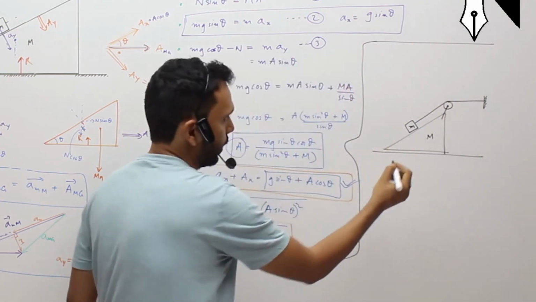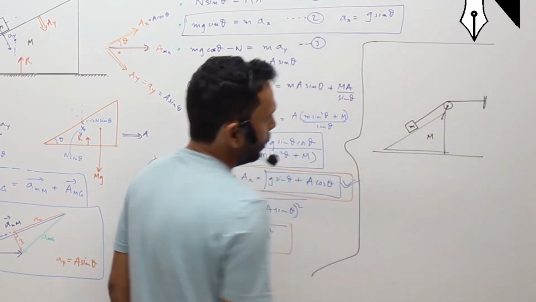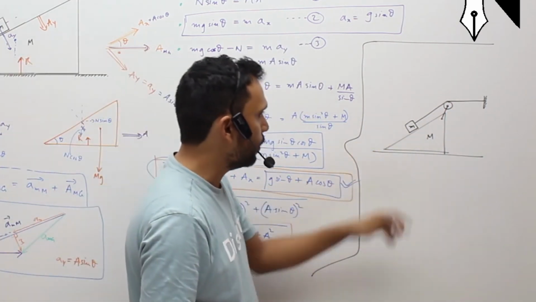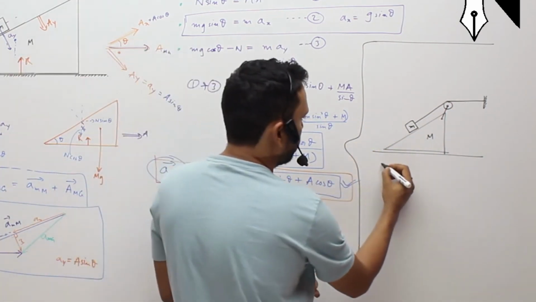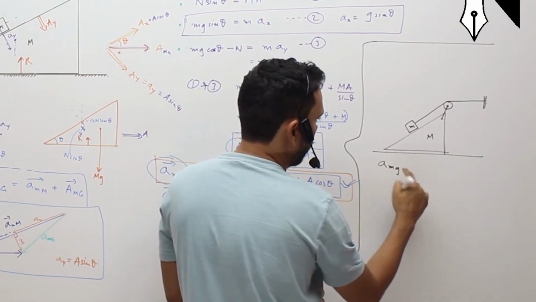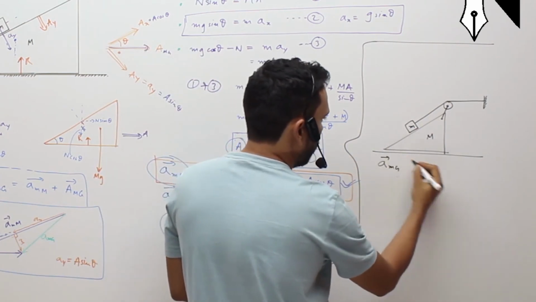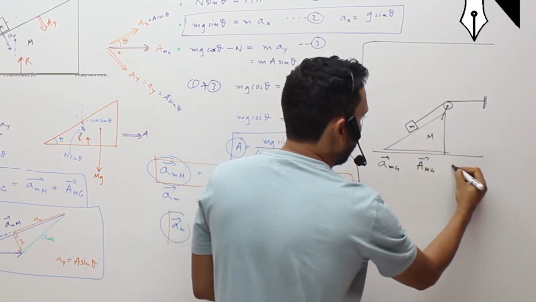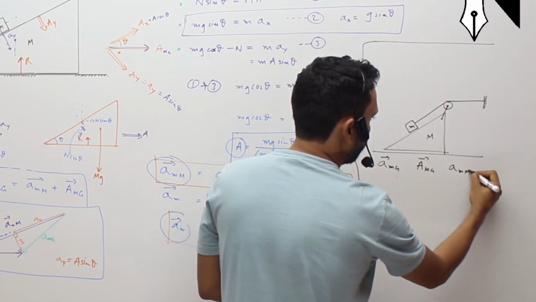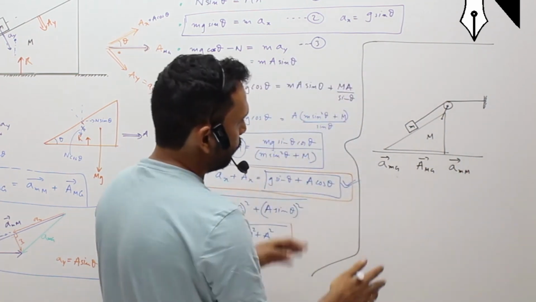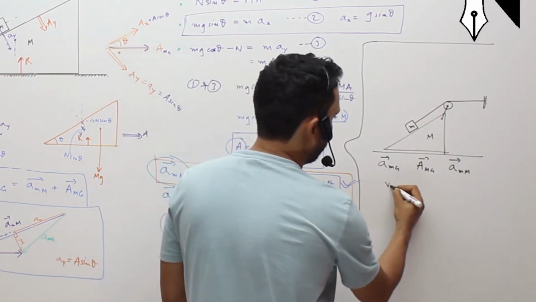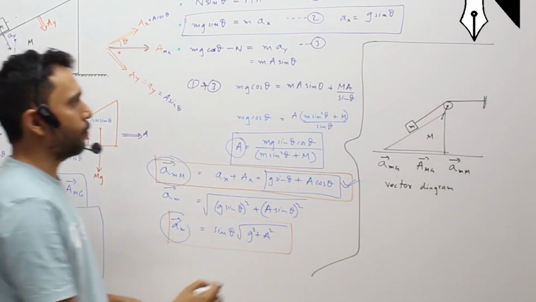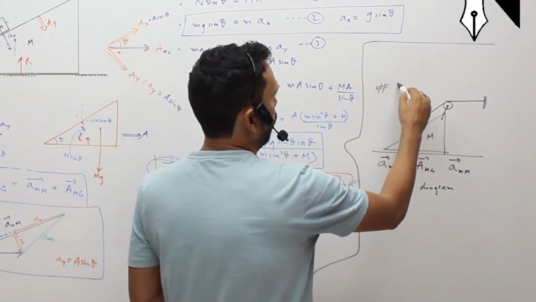We have done the constraint of this question in the constraints chapter. Now I need you to solve for all these things: the acceleration of the small mass with respect to ground, the acceleration of the big mass with respect to ground, and the acceleration of the small mass with respect to the big mass. And if you can show me the vector diagram, how all of them fall together, that would be great. So that's your homework.